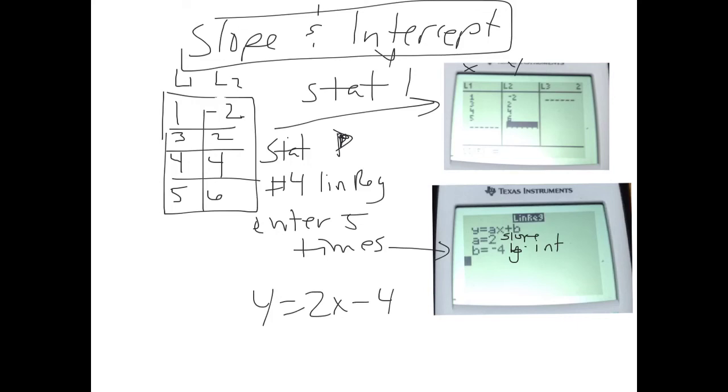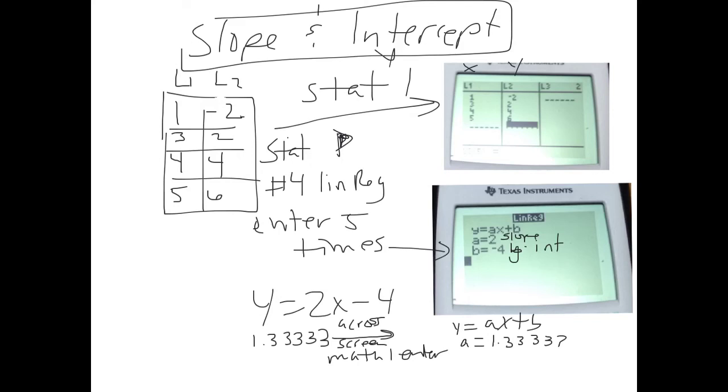Okay. Remember, we've had a few times where we did our stat edit, and we got A to be something like 1.333333 all the way across the screen. Remember, to do that, you have to go on the home screen and type in 1.3 all the way across the screen. Okay, when you get it all the way across the screen, then you push math 1 enter, and it'll tell you what that is as a fraction. 1.3 all the way across the screen is going to do 4/3 for you.